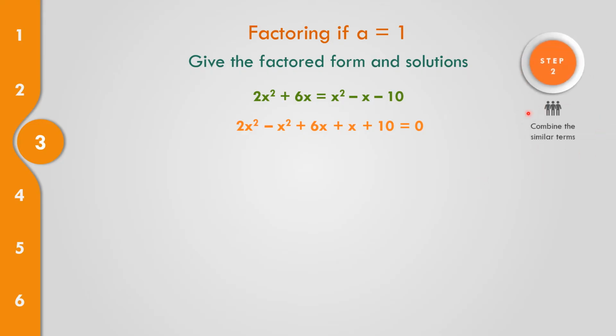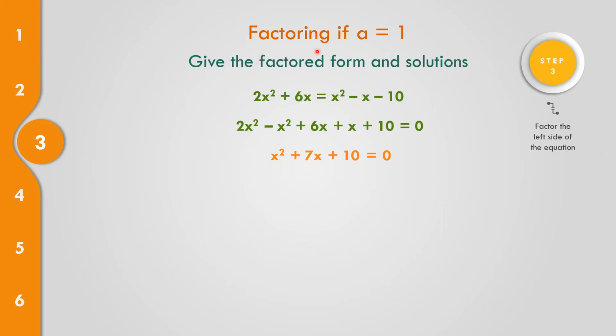Second step, combine the similar terms. So we need to combine x squared and then x. 2 minus 1, that is equal to positive x squared. And then 6 plus 1, so that is 7. Copy the variable x, and then plus 10 is equal to 0. Step 3, factor the left side of the equation.